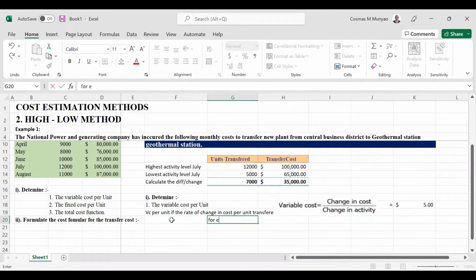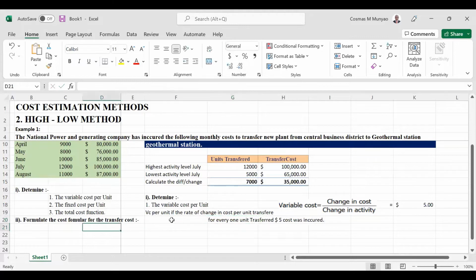So now the answer here is, for every 1 unit transferred, $5 cost was incurred. That is the variable cost per unit.